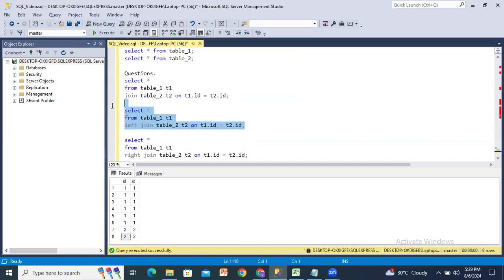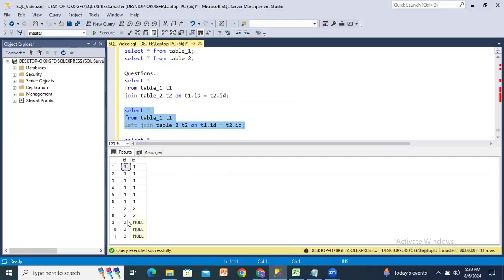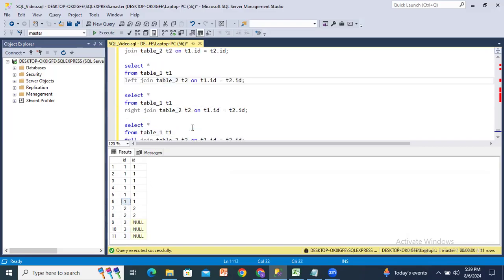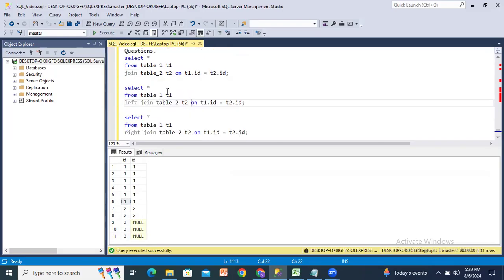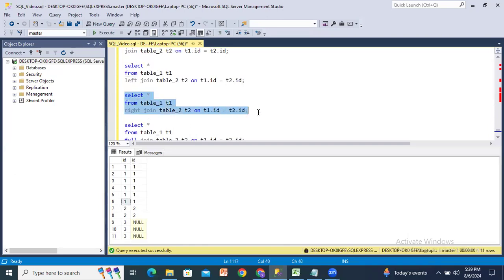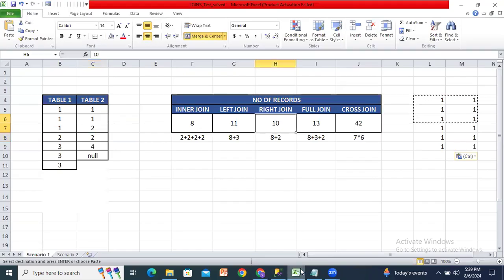Similarly, left join: inner join plus leftover from the left table. We are getting 11 rows. So 3 rows are leftover from the left table and 8 rows are the inner join. Similarly, right join: the same join condition, just writing it with the right keyword. If I execute this, the total is 10 rows. Right join, 10 rows, right?